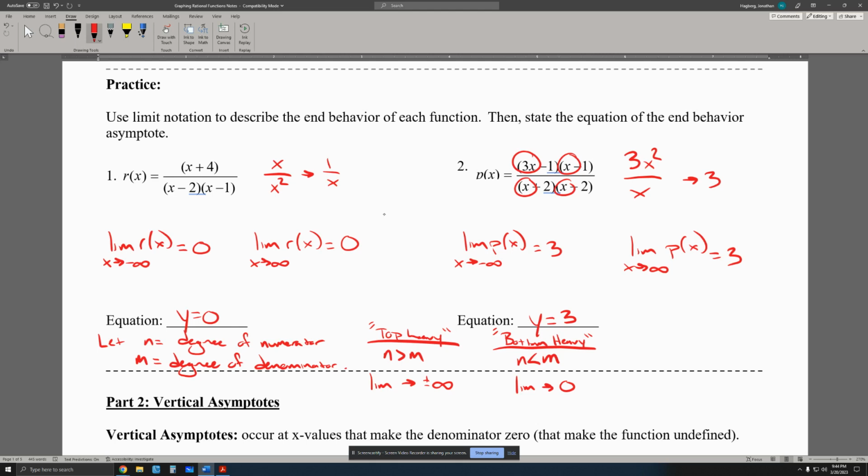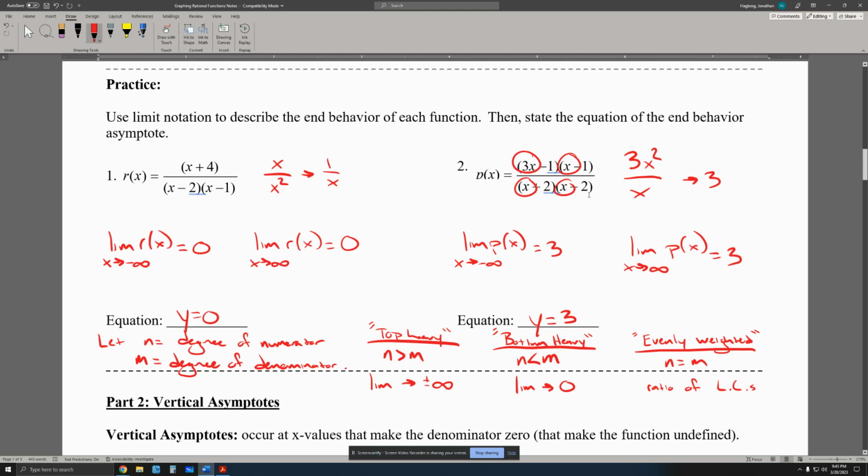The last case is if n equals m. And so this would be like evenly weighted. Okay, and I'm putting all these in quotes. So this would be if the degrees are equal. Then it's simply the end behavior is just the ratio of the leading coefficients.